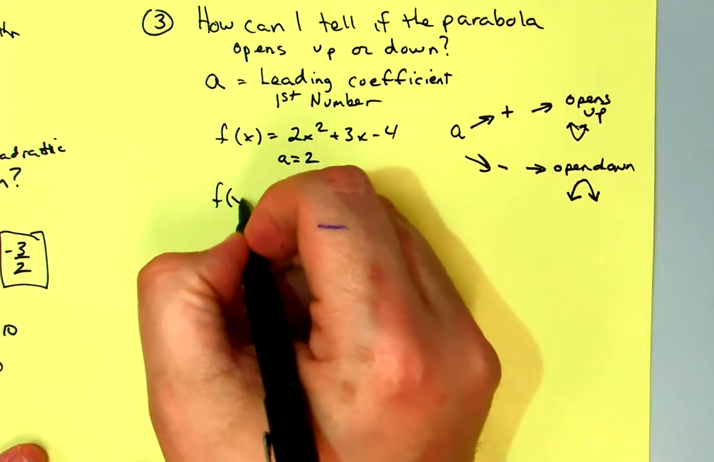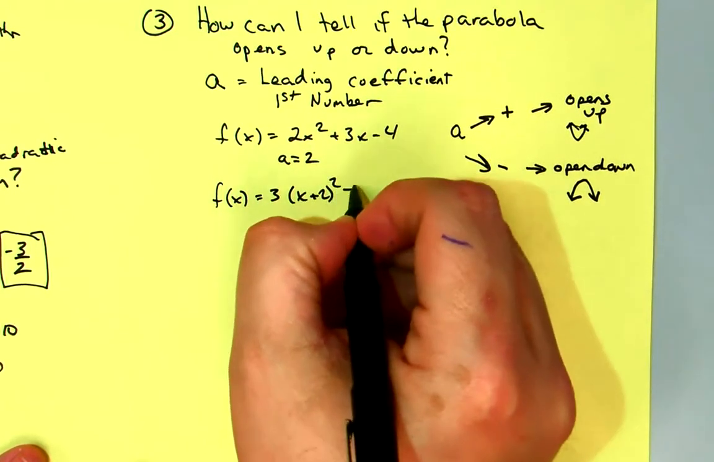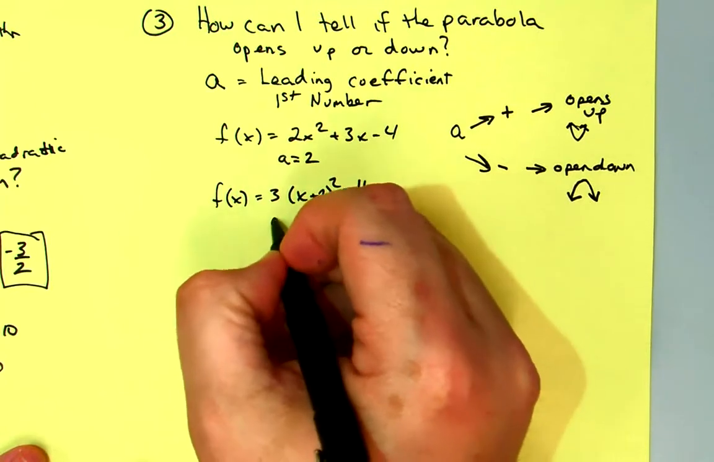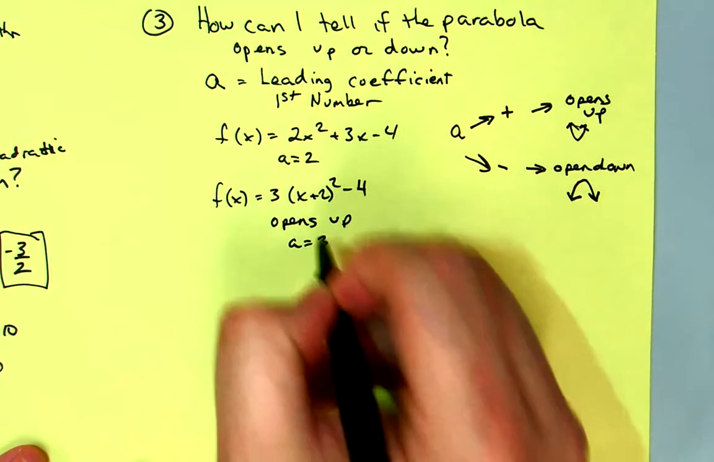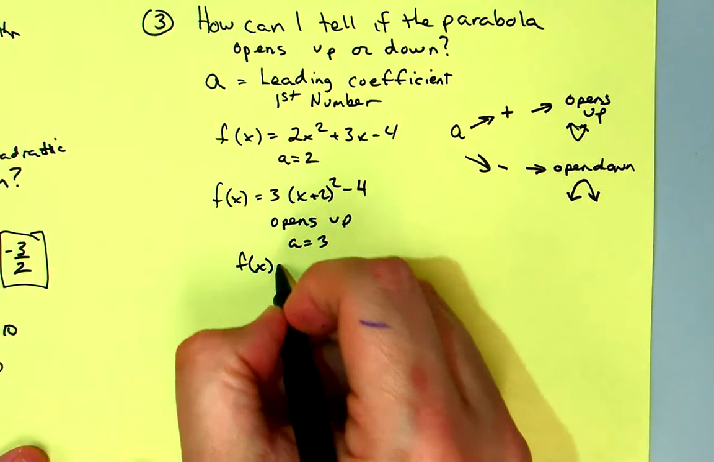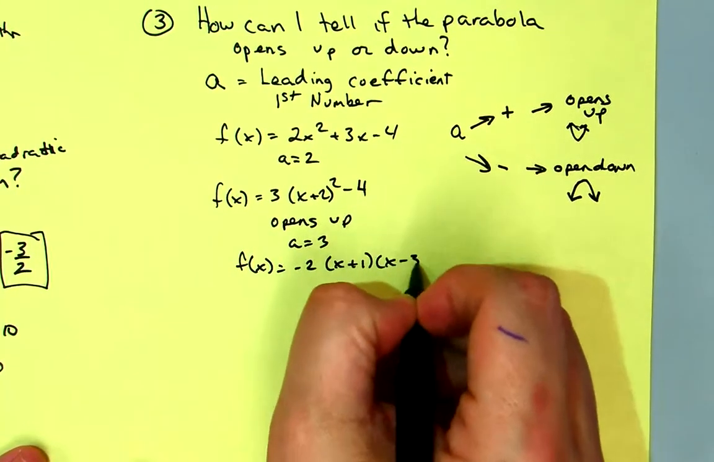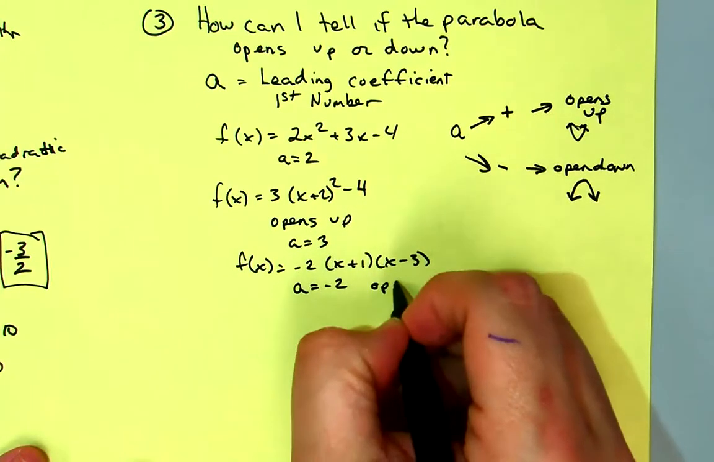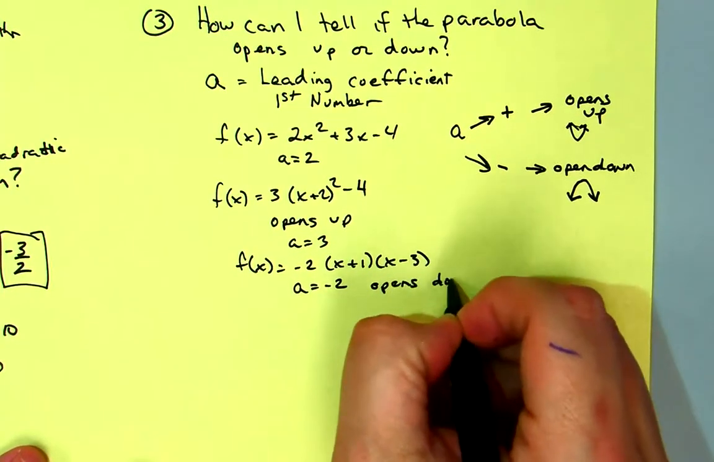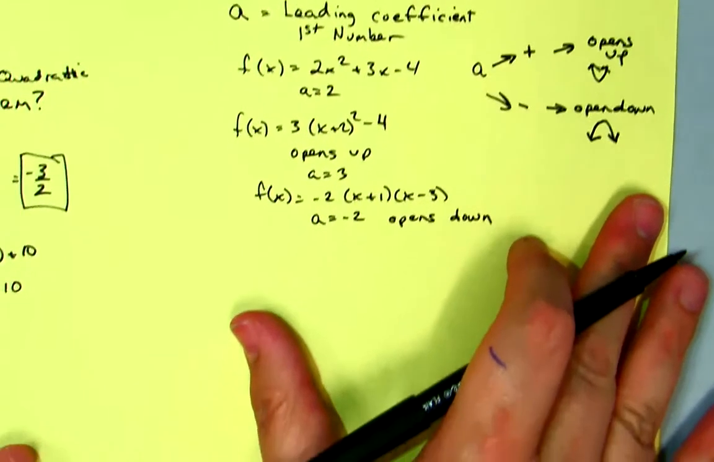If you see f of x is equal to 3 times x plus 2 squared minus 4, it opens up because a is equal to 3. If you see f of x is equal to negative 2 times x plus 1, x minus 3, a is equal to negative 2, it opens down. So it's just that first number every single time.